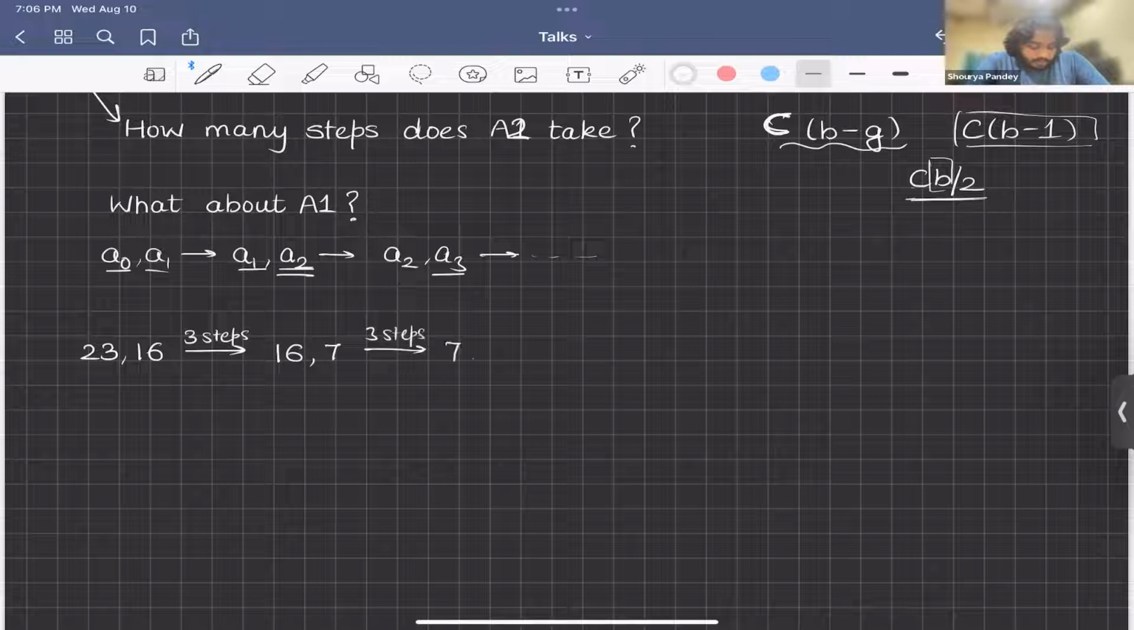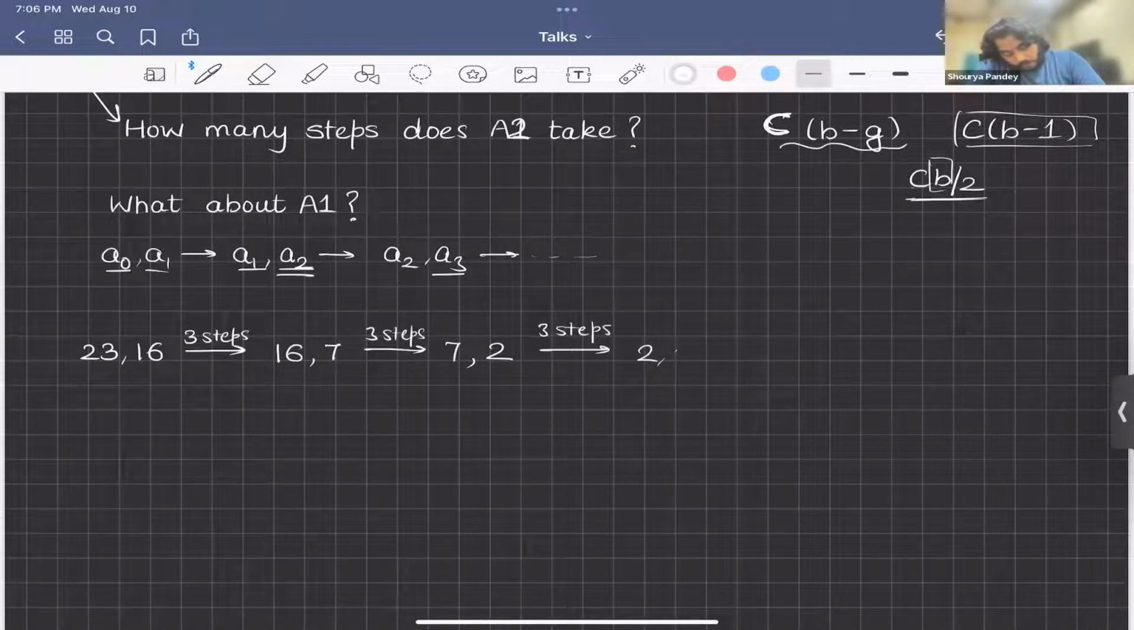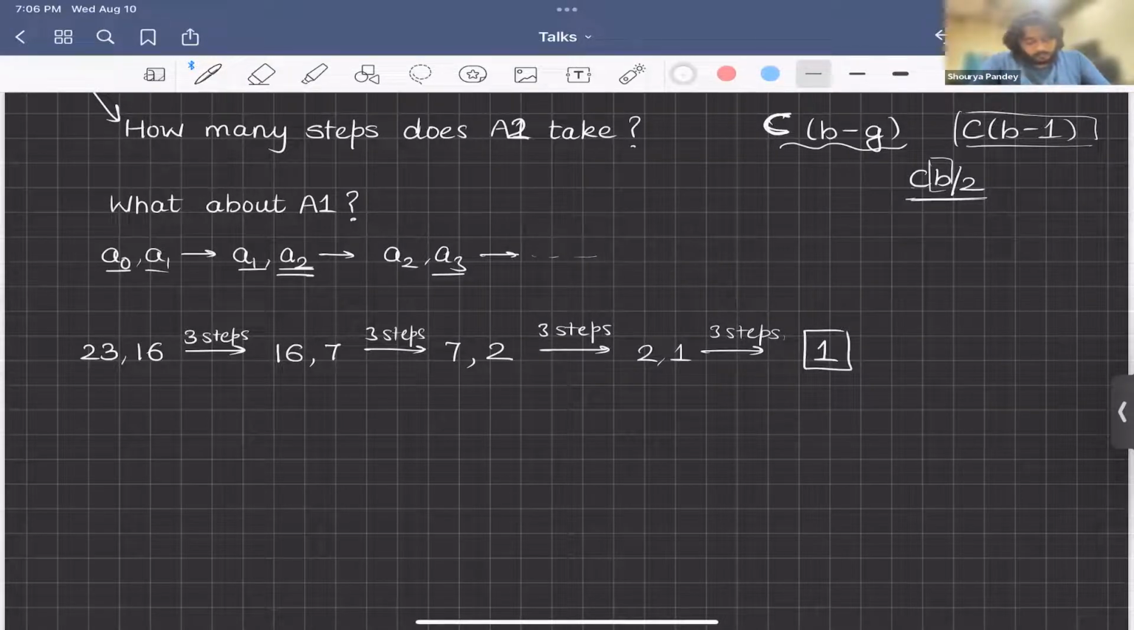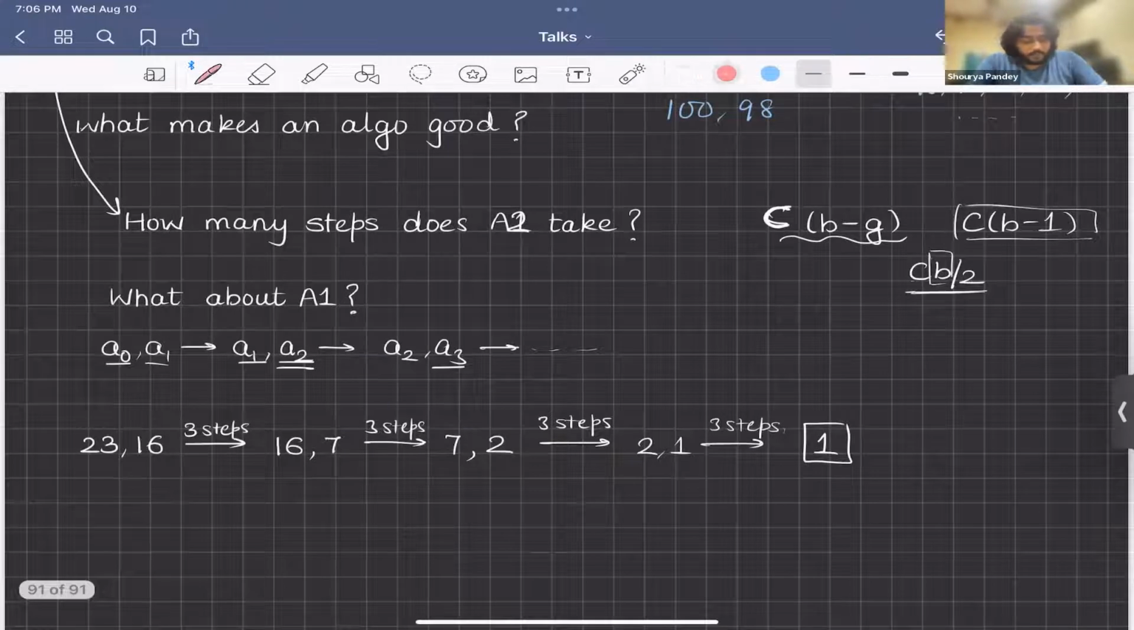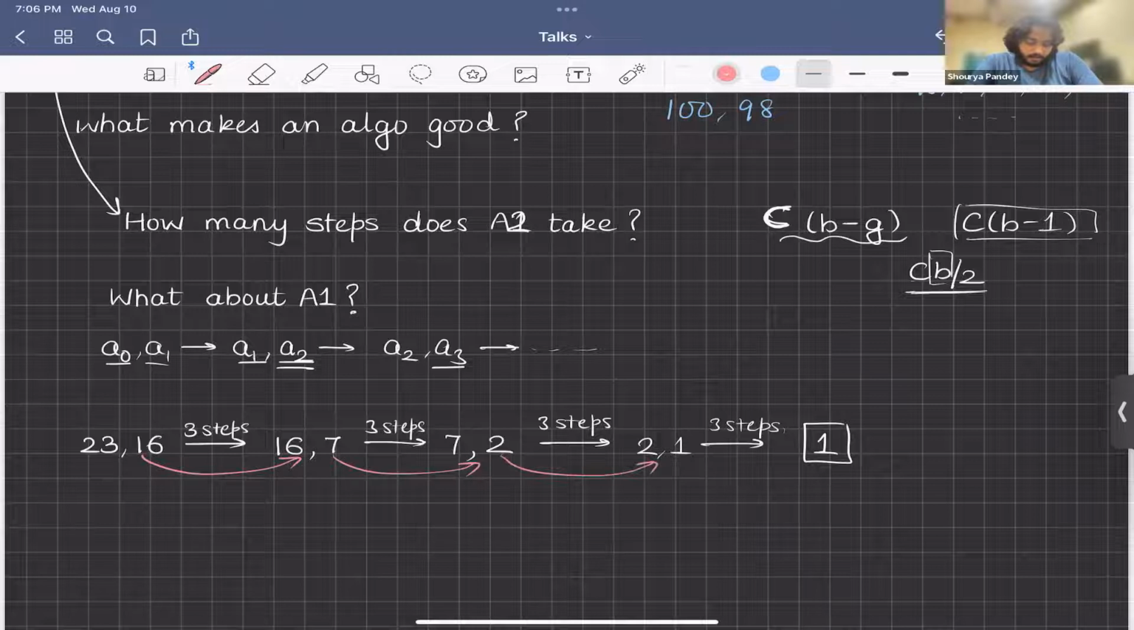And then I have 7 and the remainder when 16 is divided by 7, which is 2. And then 3 more steps. I get 2 and 1, and let's say 3 more steps, and I'm able to output the answer 1. So it took about 12 steps. The crucial thing is how many jumps there are, and just multiply that by 3, or whatever constant it is. It'll be some constant every time.